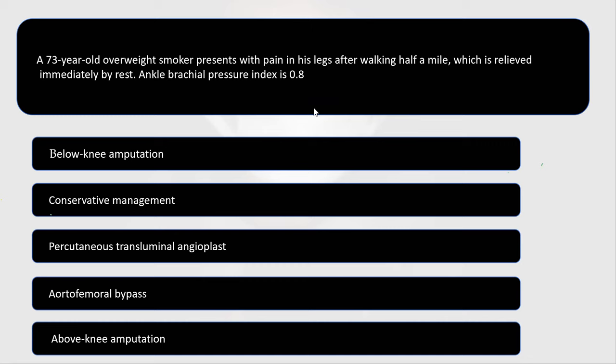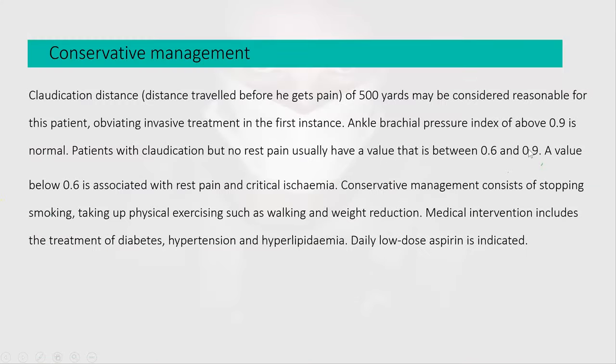As he is walking around half a mile and ABPI is 0.8, I think there is no need for amputation and there is no need for bypass. So I think it has to be between conservative management and angioplasty. Excellent vascular thinking. I think I'll go with B, conservative. Yes, excellent.